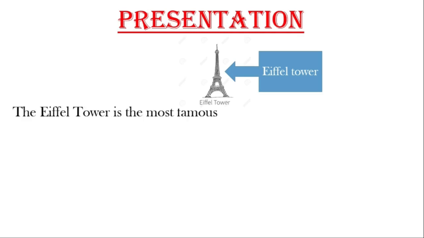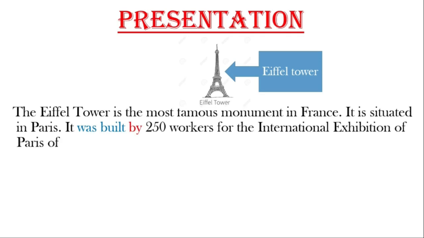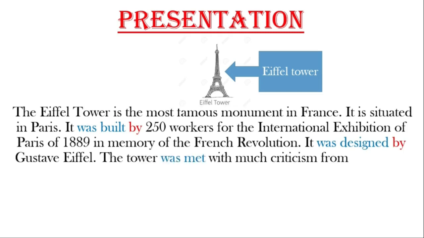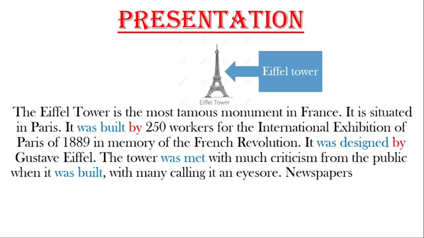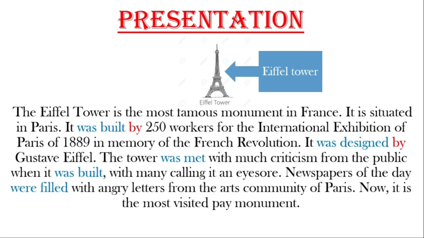The Eiffel Tower is the most famous monument in France. It is situated in Paris. It was built by 250 workers for the International Exhibition of Paris of 1889 in memory of the French Revolution. It was designed by Gustave Eiffel. The tower was met with much criticism from the public when it was built, with many calling it a nice car. Newspapers of the day were filled with angry letters from the arts community of Paris. Now it is the most visited Paris monument.